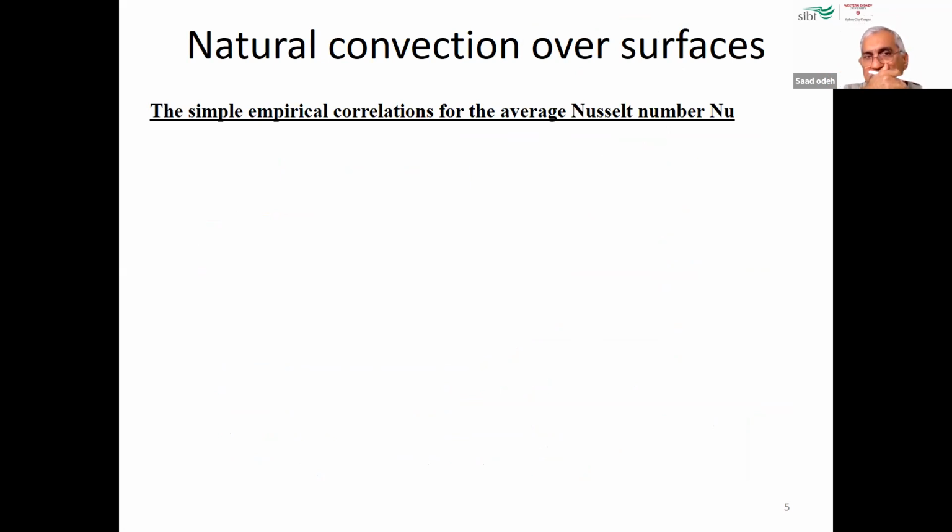So now we come to the empirical correlation, because remember before, let's say in forced convection, when we found the Reynolds number, we used this Reynolds number to find the Nusselt number, correct? And we said that in natural convection there is no Reynolds number, there is the Grashof number. So now we're going to use the Grashof number to find the Nusselt number in natural convection.